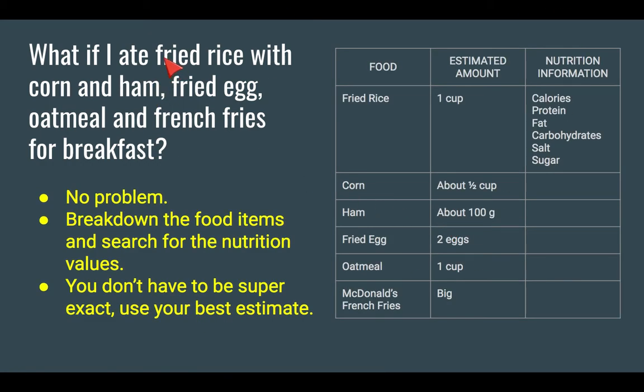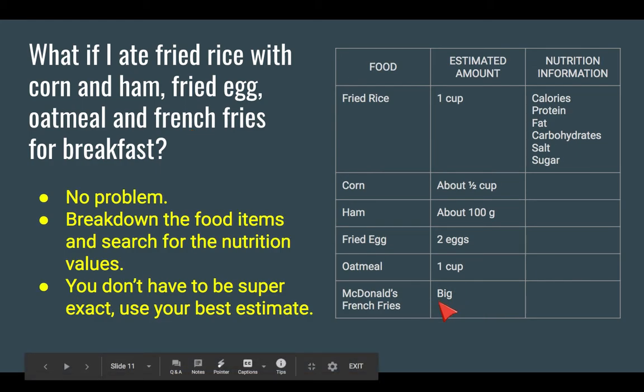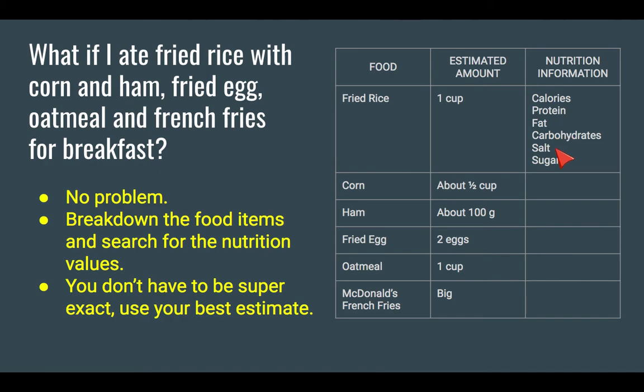This is how it's going to look. See, fried rice. I think I ate 1 cup of it. Corn, I think there's about 1/2 cup of corn. Ham, I think it's about 100 grams of ham. Fried egg, I ate 2 of those. Oatmeal, I ate 1 cup. And I ate my McDonald's French fries for breakfast, okay? And I ate the big one. So if you break it down, then you can easily search for these items in Happy Forks.